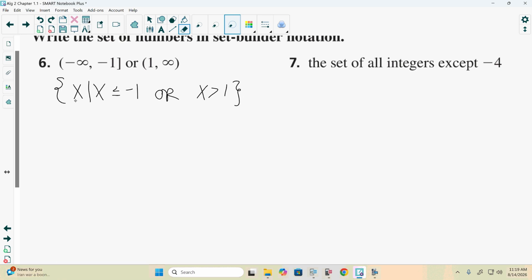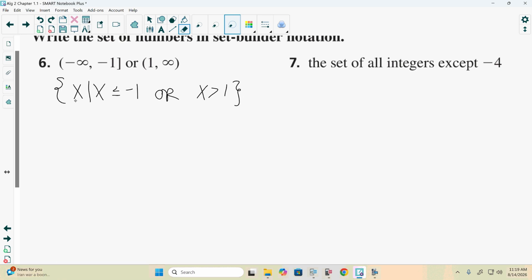Brace X bar, because it's all real numbers. Finish off the brace. Questions on this here? We ready for number 7? Number 7, I think, is going to be one that y'all will like out of all of them because it's one of the nicest ones. I think it's nicer.